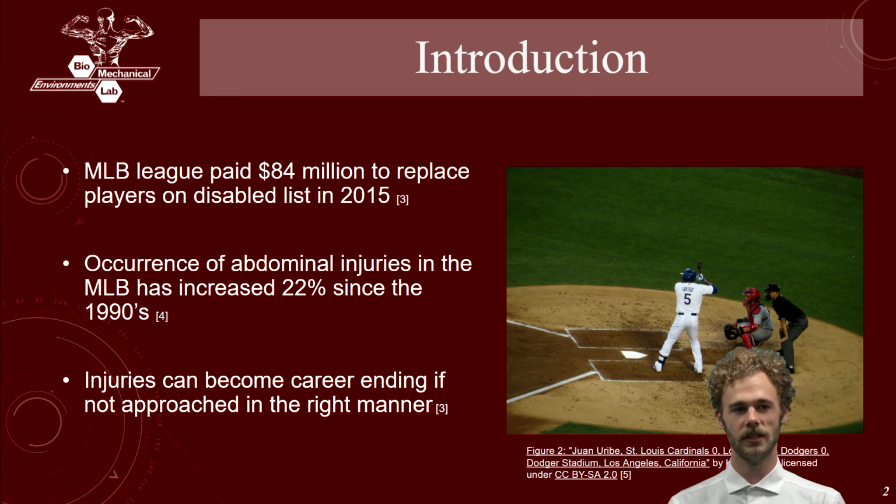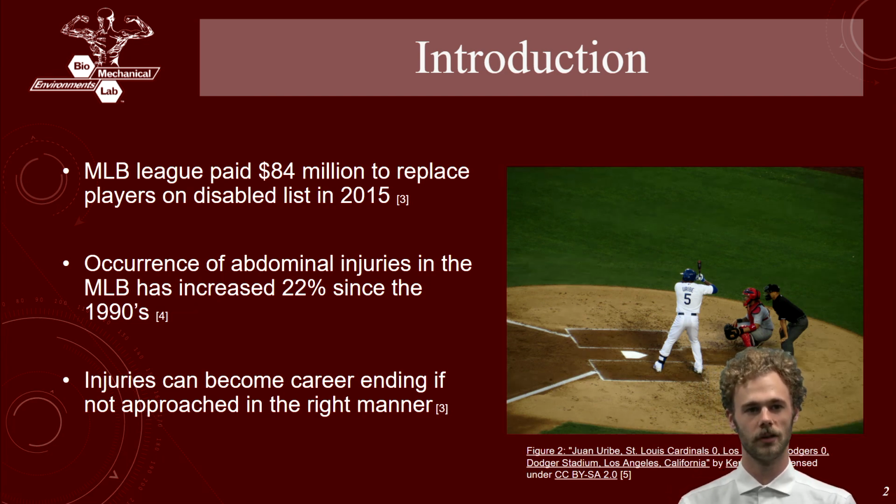In 2015, the MLB paid $84 million to replace players that were put on the disabled list. Furthermore, abdominal injuries have increased 22% since the 1990s. These stats reflect the careers of players like Juan Uribe, who's depicted to the right.